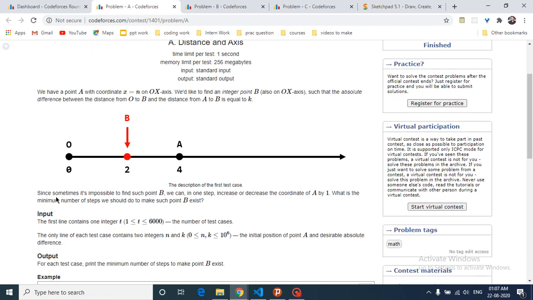Now, since sometimes it is impossible to find such a point B, you will see why it is impossible. So in one step you can increase A or decrease A by 1. What is the minimum number of steps you need to make such a point B exist?